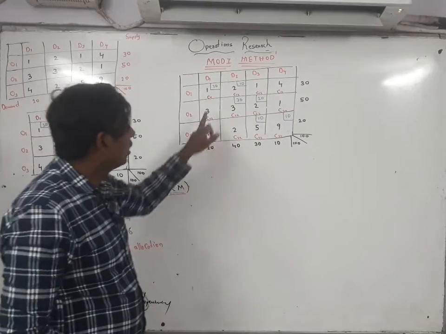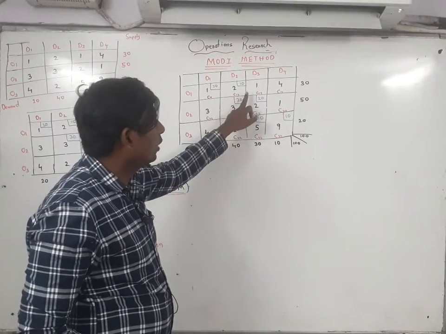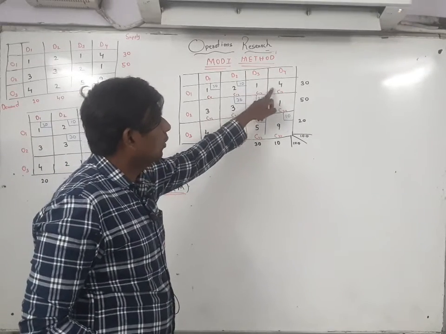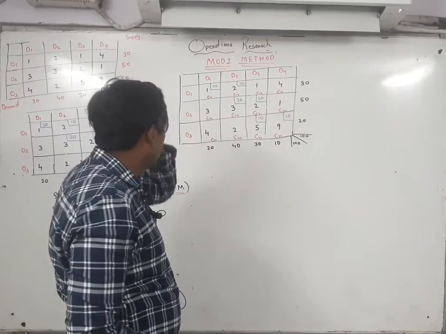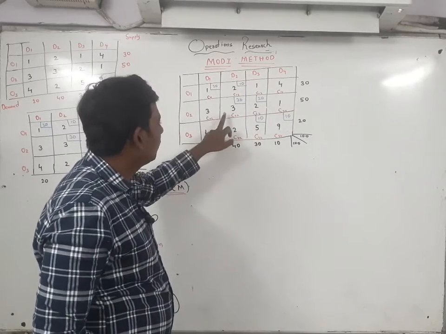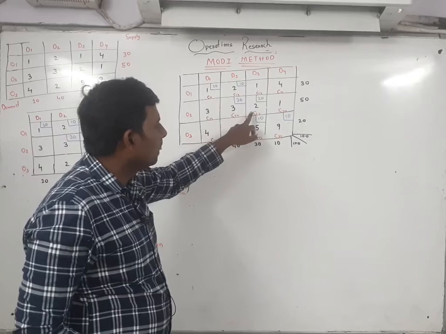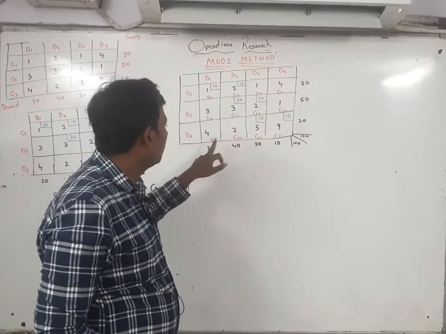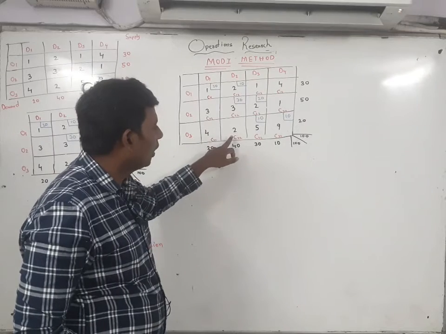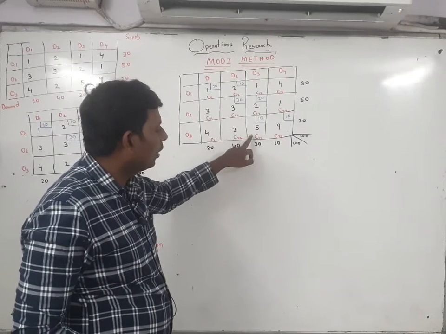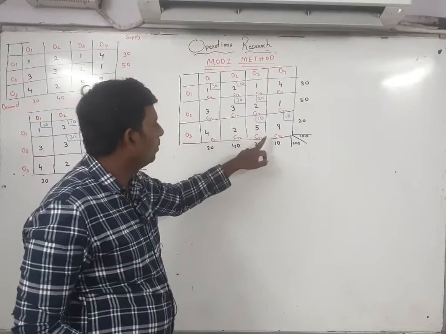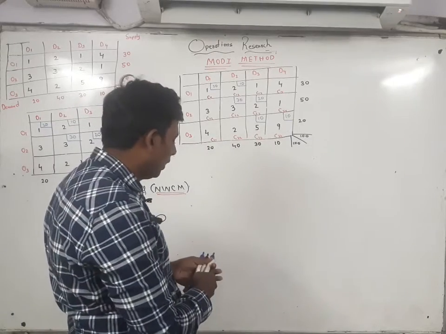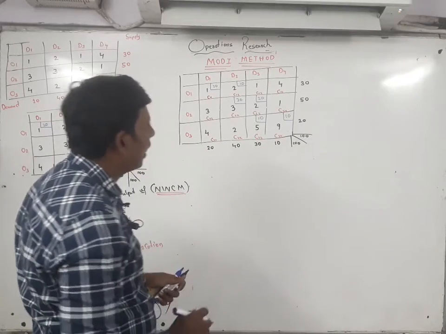First row, first column. First row, second column. First row, third column. First row, fourth column. Then second row, first column. Second row, second column. Second row, third column. Then second row, fourth column. Then third row, first column. Third row, second column. Third row, third column. Third row, fourth column. Then occupy cell.